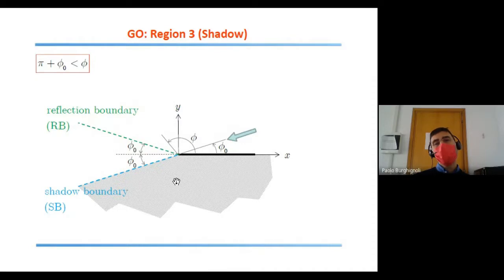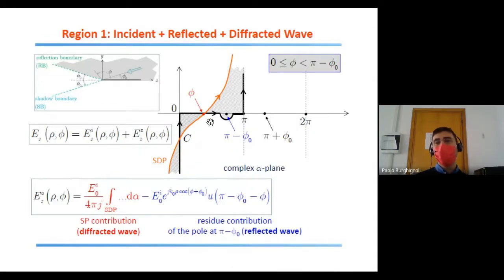Now, this classification of regions actually corresponds strictly to the relative positions that the steepest descent path may have with respect to the poles. Consider an observation angle between 0 and pi minus phi 0, so that the saddle point here at phi in red, this point here, is located on the left of the leftmost pole here at pi minus phi 0.